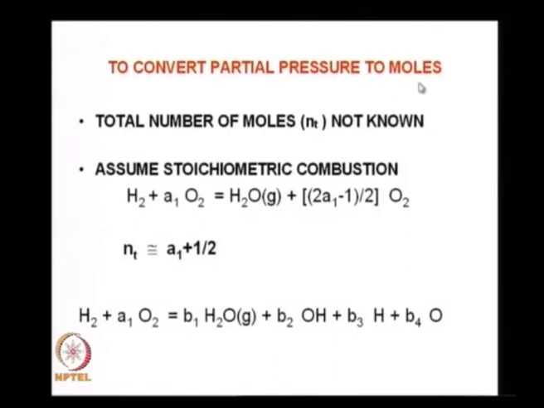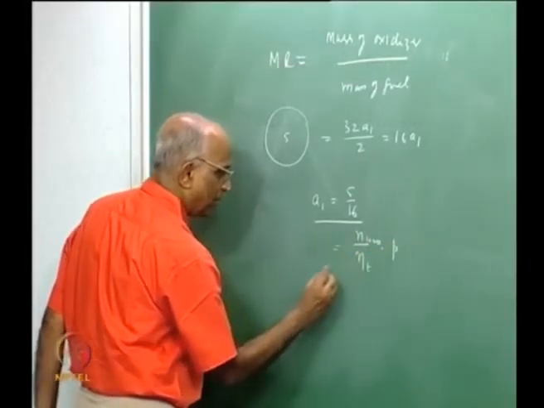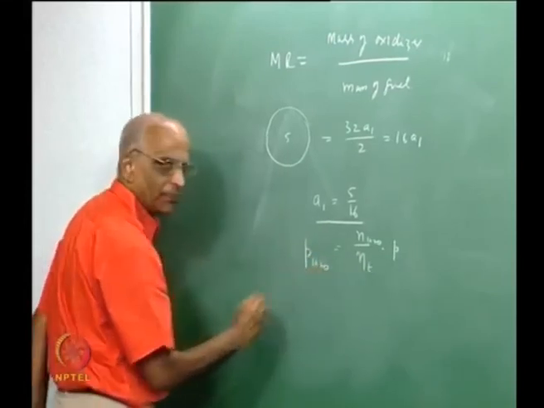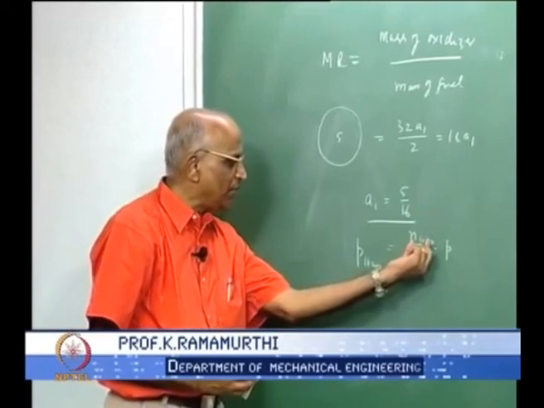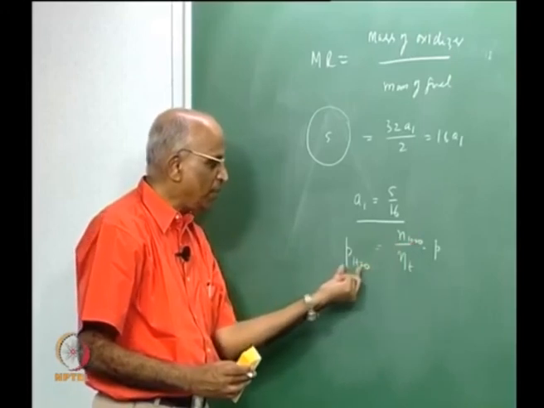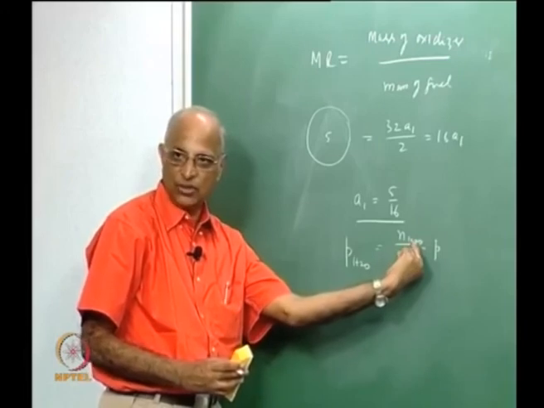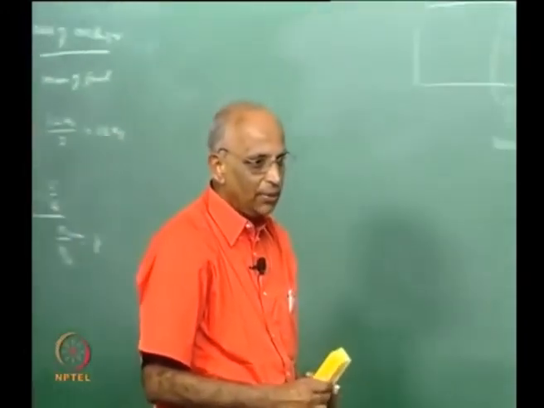To convert partial pressure to moles, I need to know the total number of moles, so let us do it on the board. If the total number of moles is NT, and the number of moles of H2O is NH2O, then the partial pressure pH2O depends on the total pressure into the fraction of the molar concentration. All we are saying is the molar ratio: the total number of moles is NT, the moles of H2O is NH2O, and that is what I do in the next one.